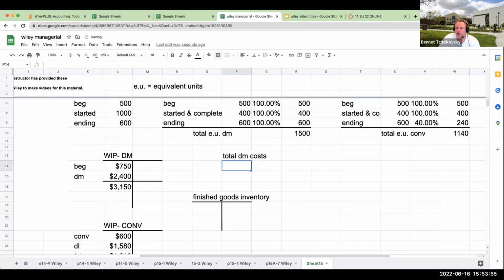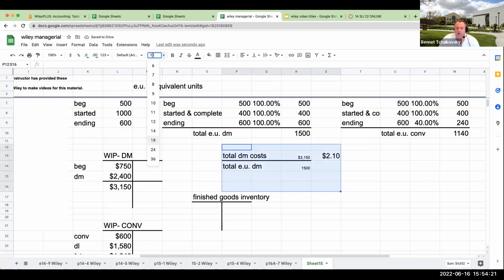direct materials cost, and when we're doing weighted average, we're going to include both the beginning and the cost during the period, is going to be 3,150. And I'm going to divide this by 1,500. So this is going to be roughly $2.10. Nice round numbers. It's great.